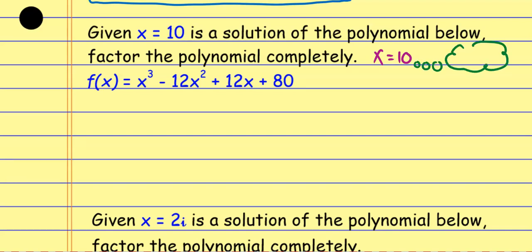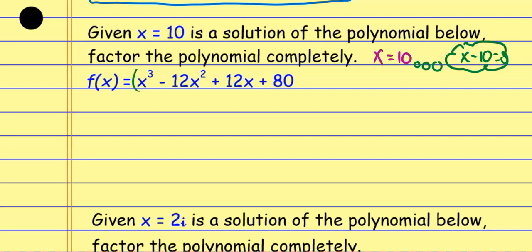And so if x equals 10 is a solution, that means x minus 10 must be one of my factors, okay? Think about it. If x minus 10 is a factor, that'd be like x minus 10 equals 0. Well, that's what would produce the x equals 10. Okay, and I point that out for a couple reasons.